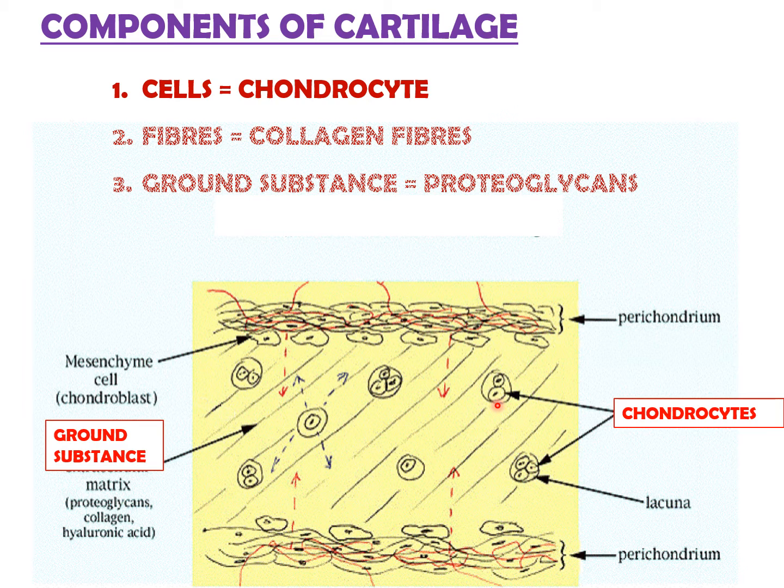Like ordinary connective tissue, cartilage is made up of cells, chondrocytes, the intercellular or extracellular matrix, and the fibers, mainly collagen, elastic and reticular fibers. So these are the components of the cartilage. First, cells or chondrocytes. So what are the cartilage cells? The major cells of the cartilage are called chondrocytes.